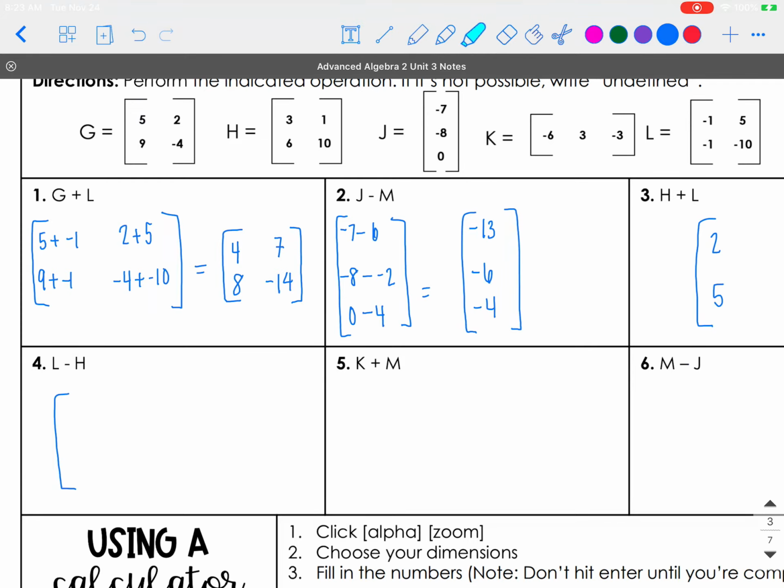So I'm going to do, let's see, -1 minus 3. -1 minus 3 is -4. 5 minus 1 is 4. -1 minus 6 is -7. And -10 minus 10 is -20.